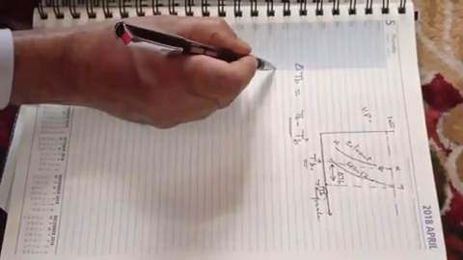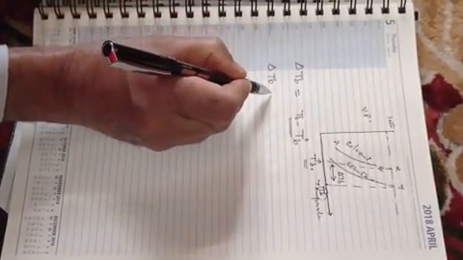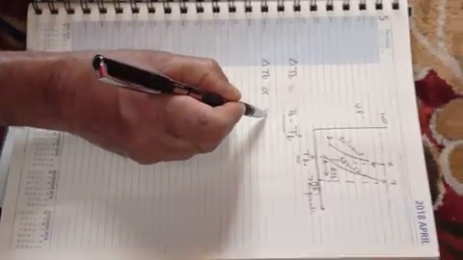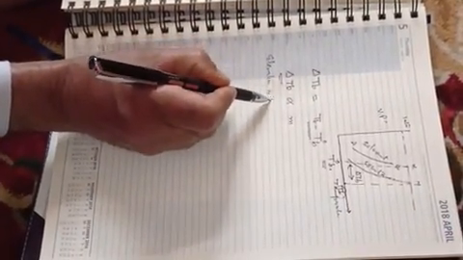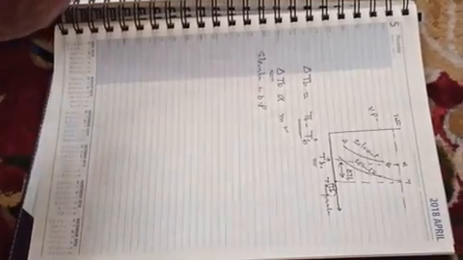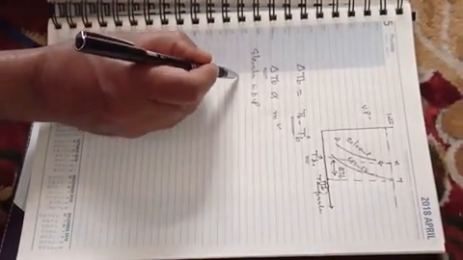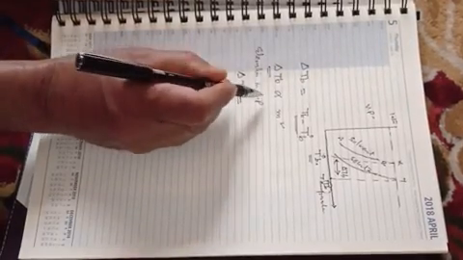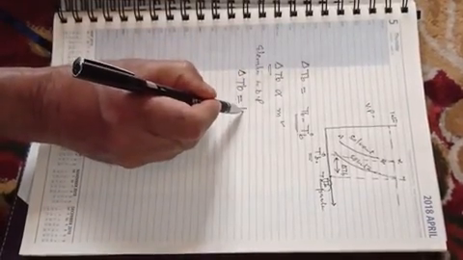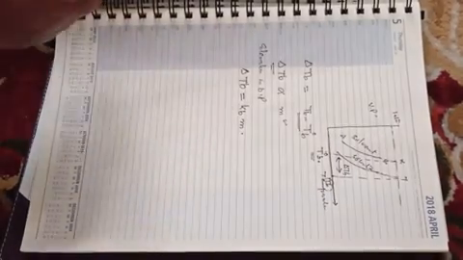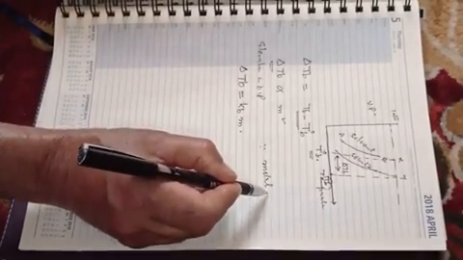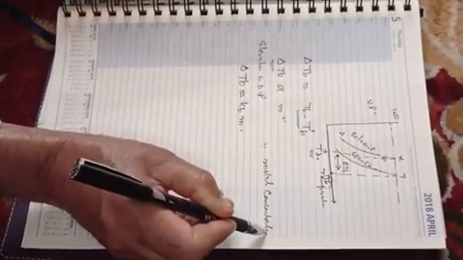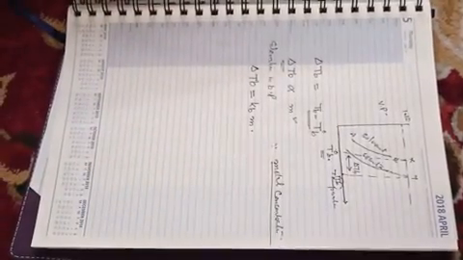It has been determined experimentally that the elevation in boiling point, del Tb, is proportional to the molality. Changing the proportionality to equality, del Tb is equal to Kb into m, where m is the molality, that is the molar concentration, the number of moles dissolved per kg of the solvent.